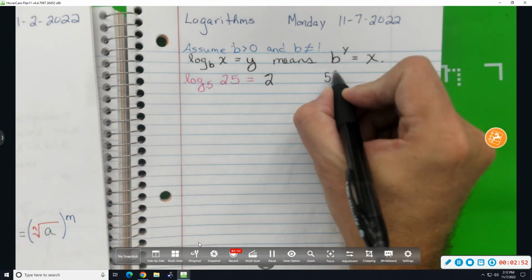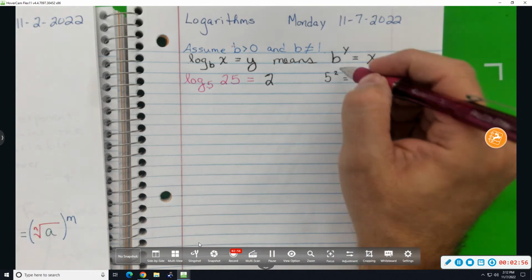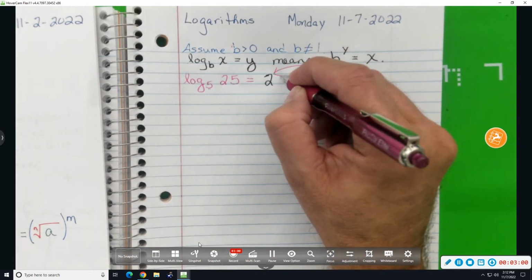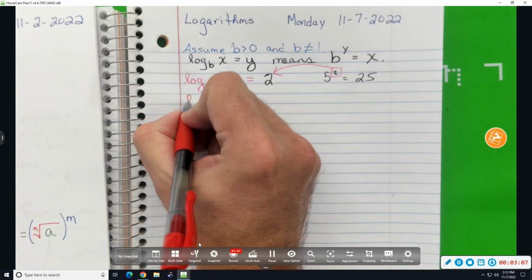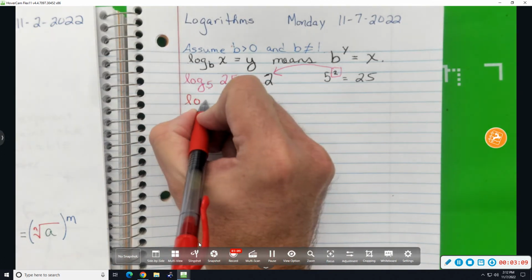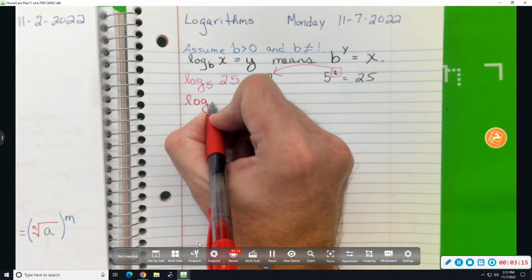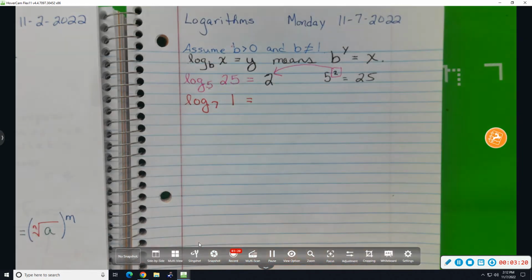Okay, let me write out why. Logarithms equal exponents. Now, this one's going to be kind of tricky. It's going to require you to remember something from the last time. Log base 7 of 1. Log base 7 of 1.